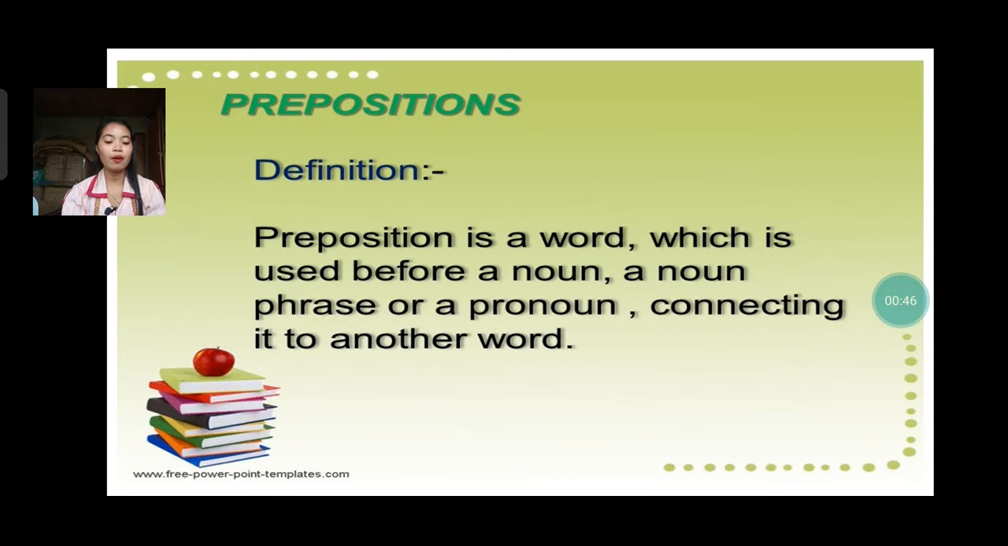Any member of a class of words found in many languages that are used before nouns, pronouns, or other substantives to form phrases functioning as modifiers of verbs, nouns, or adjectives, and that typically express a spatial, temporal, or other relationship, as in, on, by, to, and since.